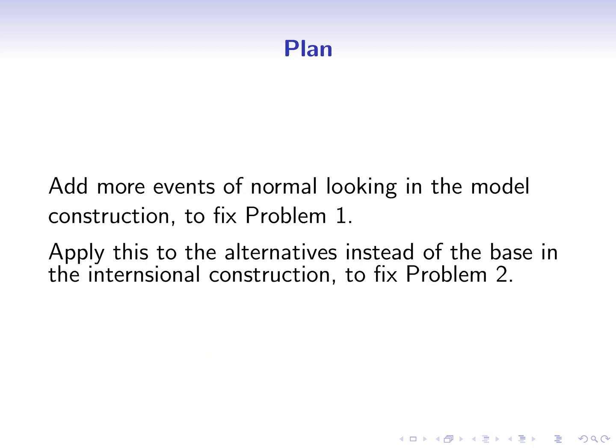In conclusion, a basic Hintikka analysis of misperception has the agent gaining too much information. It has the agent gaining all of the information in the embedded picture. This is our problem too. We're going to approach the problems by first solving problem 1. This is going to be kind of simple. We're going to add more events of normal looking in the model construction to fix problem 1. Second, we're going to apply this to alternatives instead of the base in the intentional construction in order to fix problem 2.